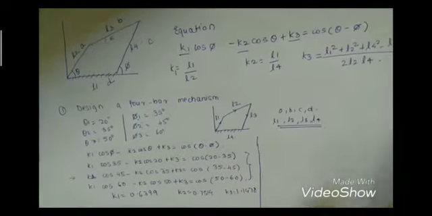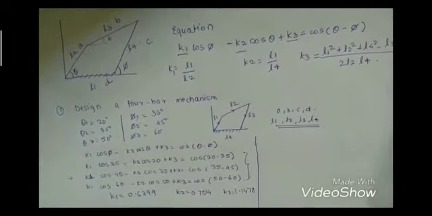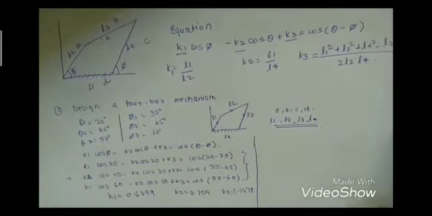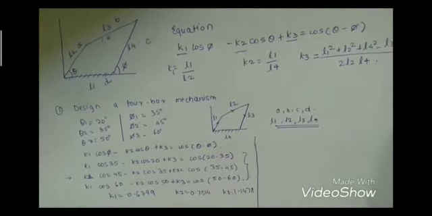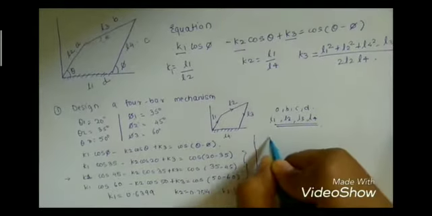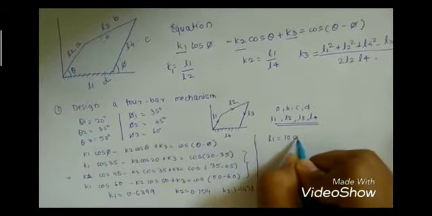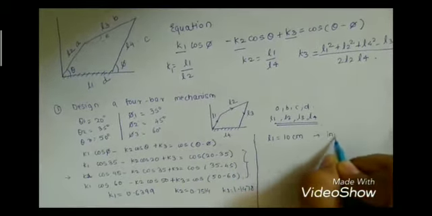Now to calculate the link lengths from k1, k2 and k3, we need at least the length of one link, but it has not been provided, so we can assume the length of any one of the links. So we consider L1, which will be 10 centimeter, that is the input link.